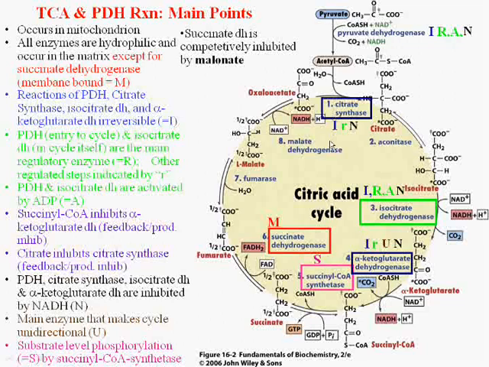For citrate synthase, it's IRAN. For isocitrate dehydrogenase, it's IRAN again. And for alpha-ketoglutarate dehydrogenase, it's IRAN. And that'll help you remember it, I hope. I think the acronyms work well to help you remember them.